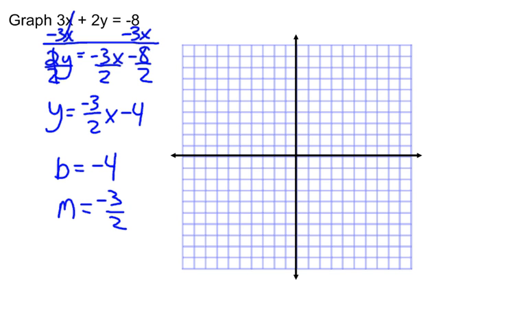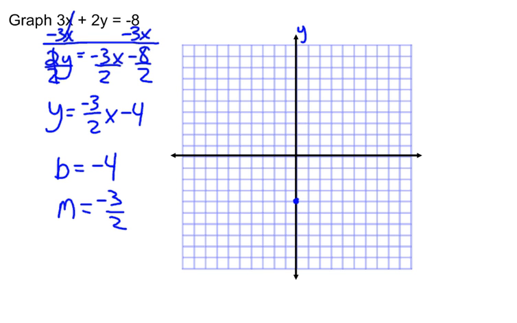So we're going to start off by plotting our y-intercept first, which is negative 4. So on the y-axis, which once again is that axis, we're going to go down 1, 2, 3, 4, and we're going to put a point.